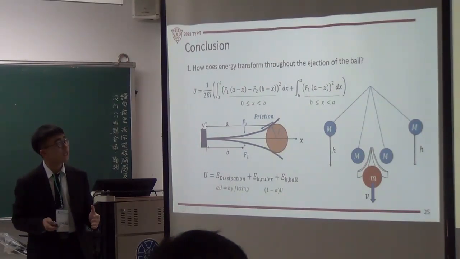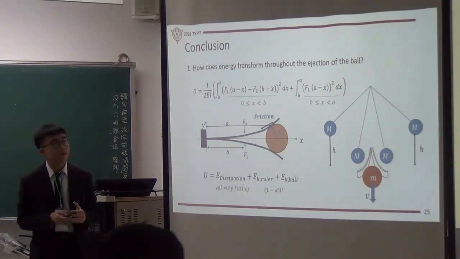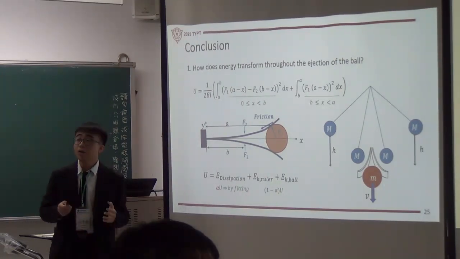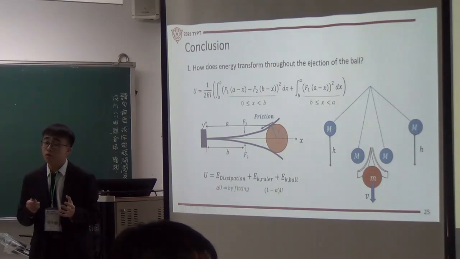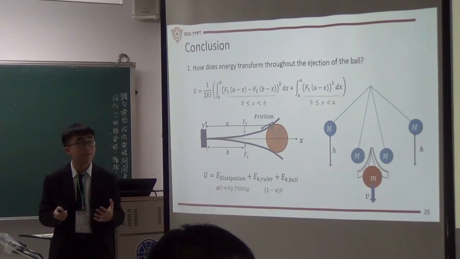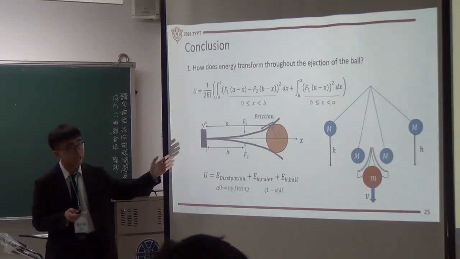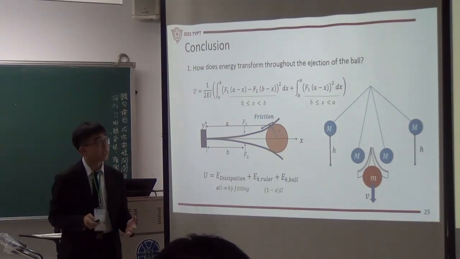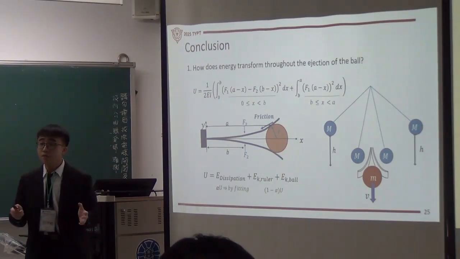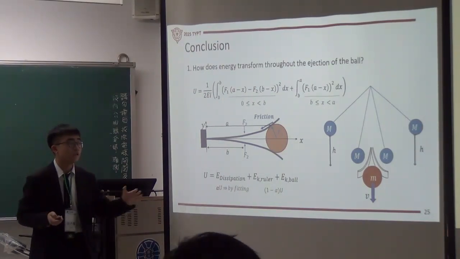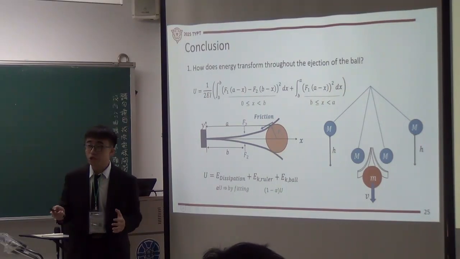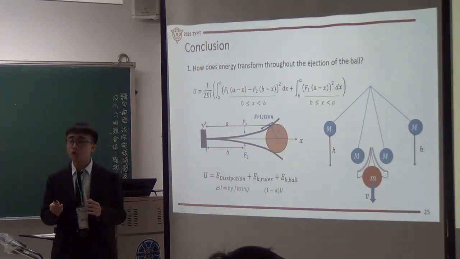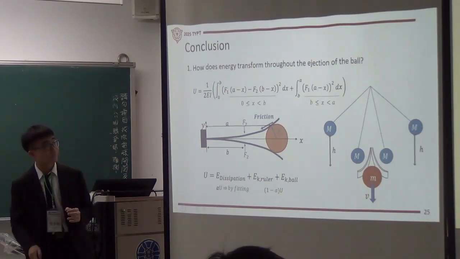Corresponding to the main focus, how does the energy transform throughout the ejection of the ball? By this mathematical formula, we can know how the elastic potential energy is stored during the deformation process of the rulers. This is the force diagram from the top view, and that's the force diagram from the front view of our experiments. The overall energy transform process will look like this: the potential energy of the rulers will transform into the kinetic energy of the rulers and balls. Also, we have considered the dissipation.